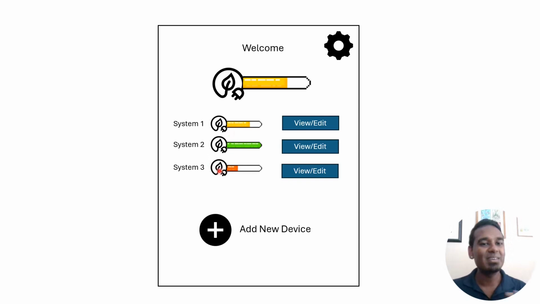And then if anything's looking bad, you can view or edit it, and when you click on that, it'll take you to a system page. And then also at any time you can add a new device, and there's settings, but I don't really know what those are right now, so future work.